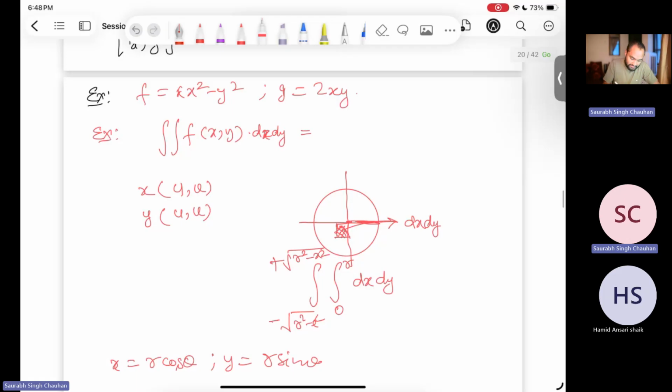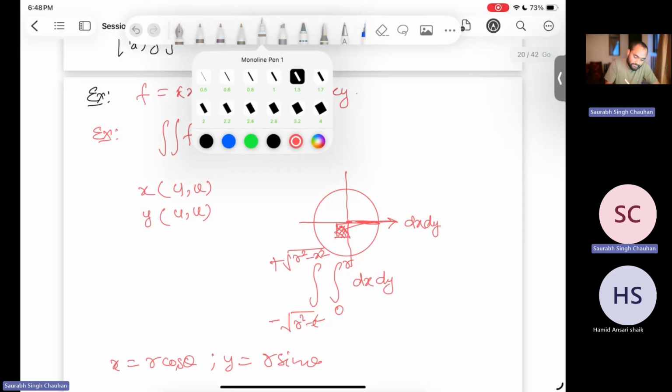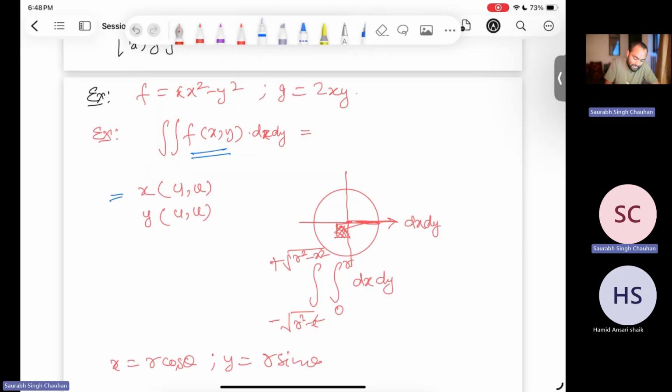Let me stop here in between. If you had this function of x and y, and you want to write x in terms of u and v, and y also in terms of u and v, then this integration is transformed into another coordinate system, and there you can write the integration of f, which was a function of x and y, but x and y are now functions of u and v. Now you will integrate with respect to du and dv, but this will not be equal, right? Because here you have dx and dy, but there you have du and dv.